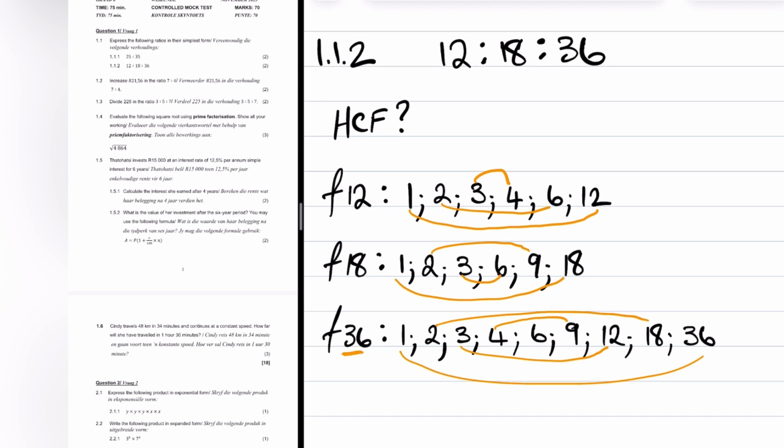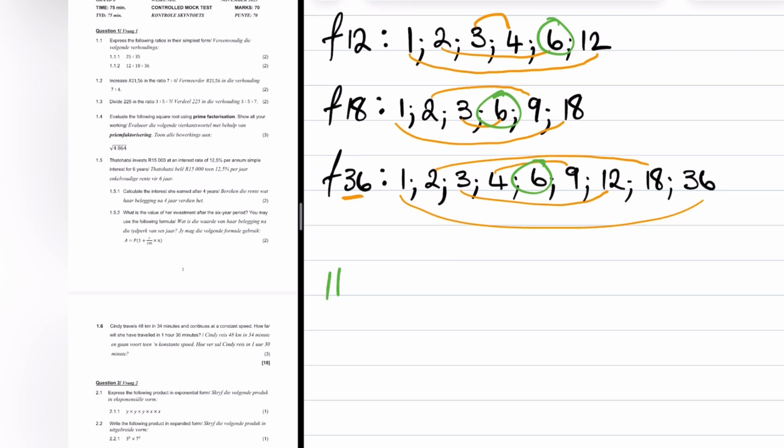So if we look at the factors, the highest number that can divide into all three of these numbers would be 6. Let's double check here. So that's 6, 6 and 6 is common. 9 and 9 is common to the bottom two. Only 12 is common to the first and the last one, but not the middle one. So the highest common factor here would be 6. So die grootste gemene deler is 6. So that being highest common factor is 6. Grootste gemene deler is 6.